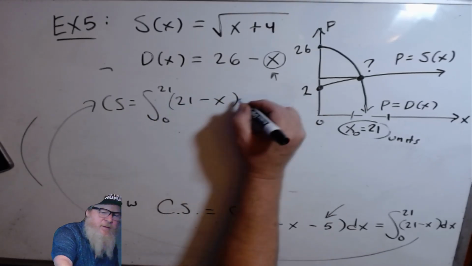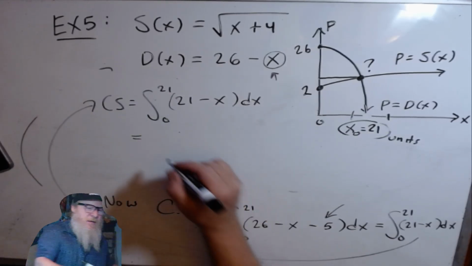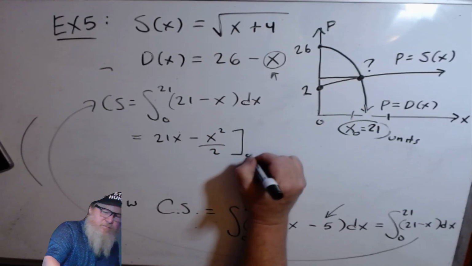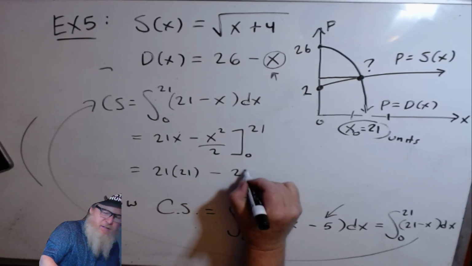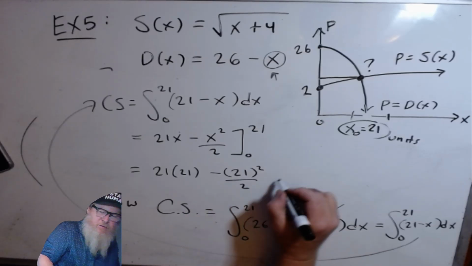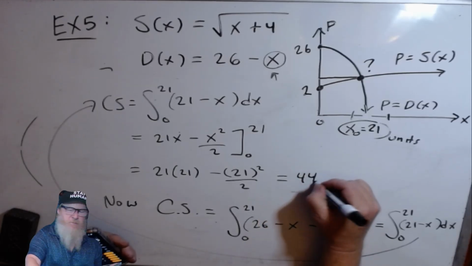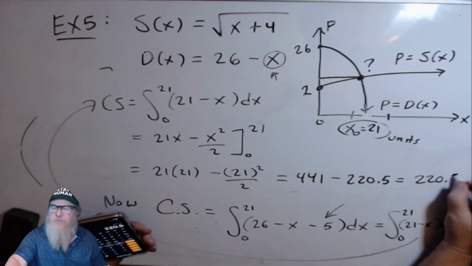Well, that's interesting that these match. So it's going to be 21x minus x squared over 2. 21 times 21 minus 21 squared over 2. So it's 441 minus 220.5, which is exactly 220.5.